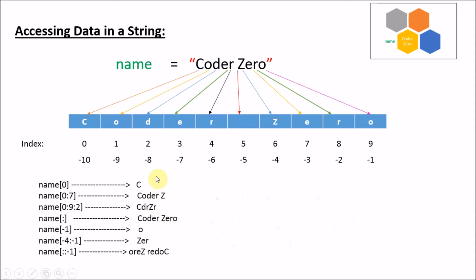So guys, these are some other examples of index operation. Like if you give 0 here, you will get C. If you give 0 to 7, you will get the coded portion, and if you give 0 to 9 with step 2, you will get this value. And if you don't give any indices, then Python will take the whole string and give it as the output, right? When you use -1, remember backward indexing, this is -1, the pointer will be pointing here and you will get the value O, right?